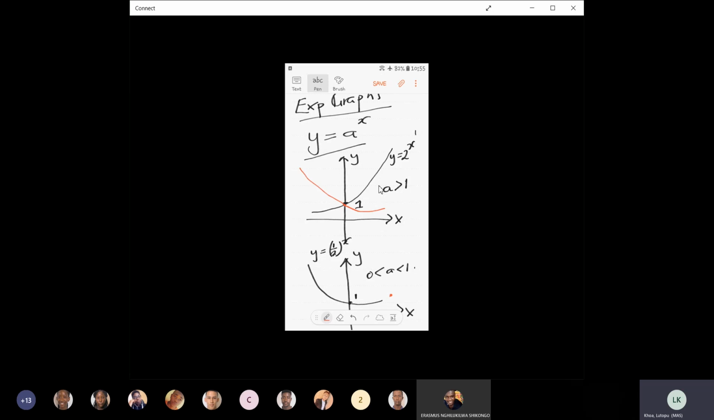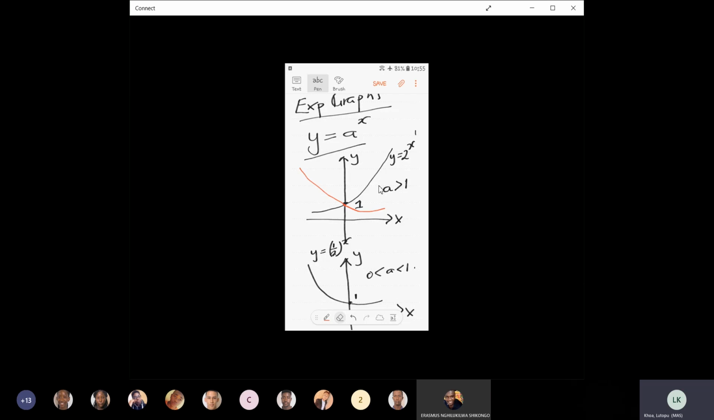Okay, so the one in red is just a reflection of the one in black over there. And in the same way, if I reflect the one in red along the y-axis, I will get the one in black. So it's like they are a mirror reflection of each other in the y-axis. So here, the first one in black, this is when you have a positive number that is bigger than 1.